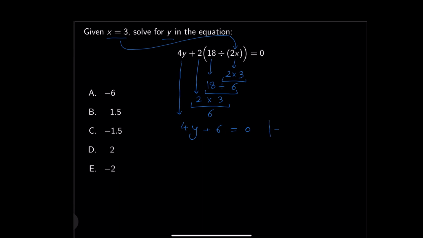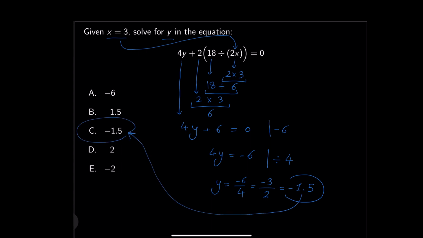Now we can solve this equation easily by subtracting 6 from both sides to get 4 times y equals minus 6. We can divide both sides by 4 to get y equals minus 6 divided by 4. That can be simplified to minus 3 divided by 2. And in the end, we will get minus 1.5 as our answer. And the answer is C.